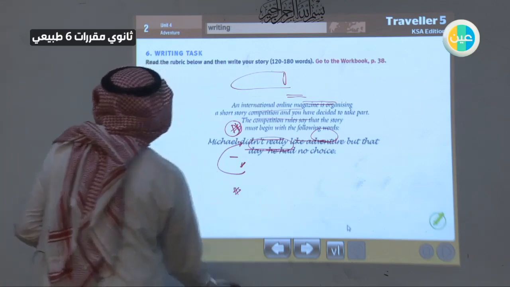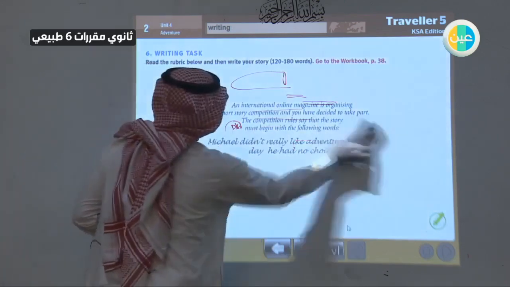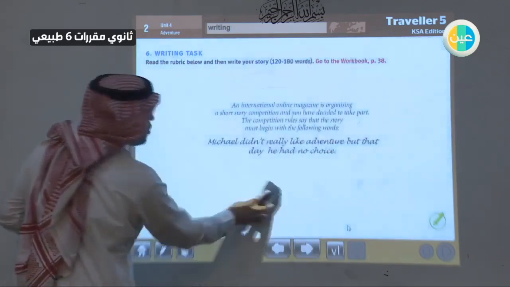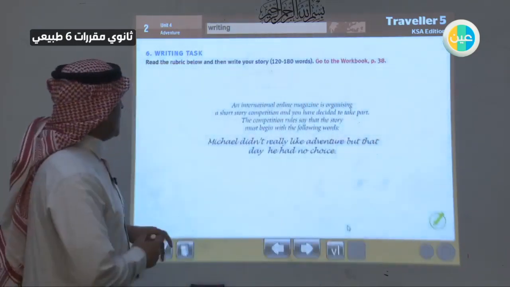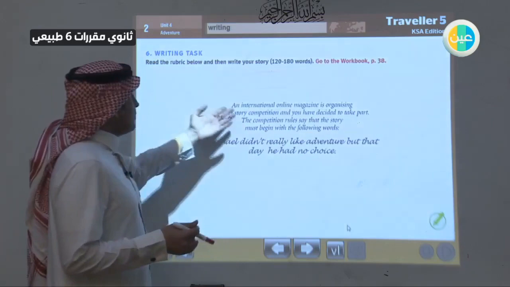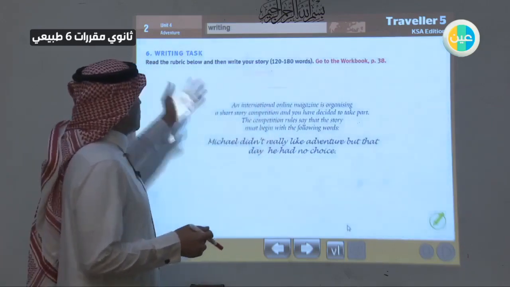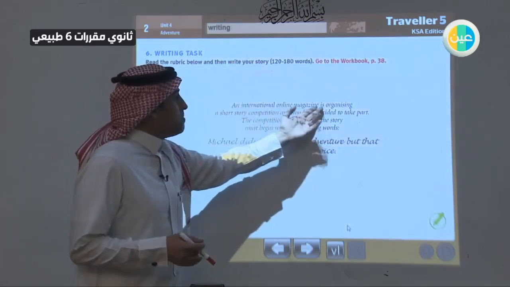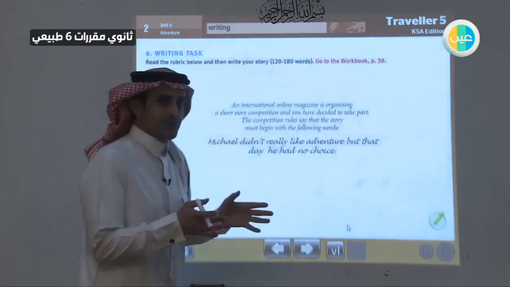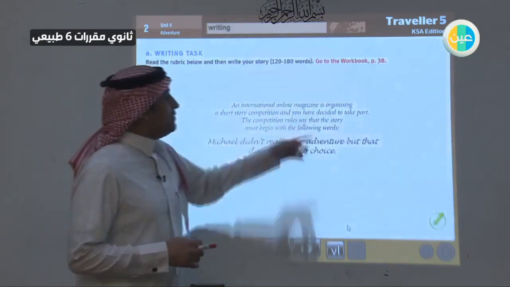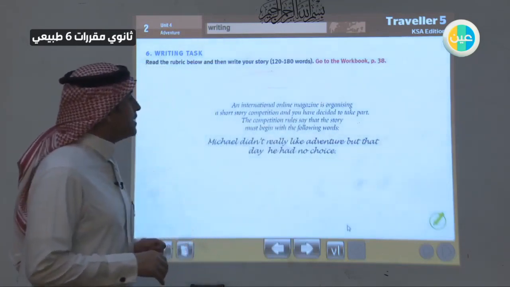Here we have the writing task. Now go to page 38 in your workbook. There's a question here: an international online magazine is organizing a short story competition, and you have decided to take part.